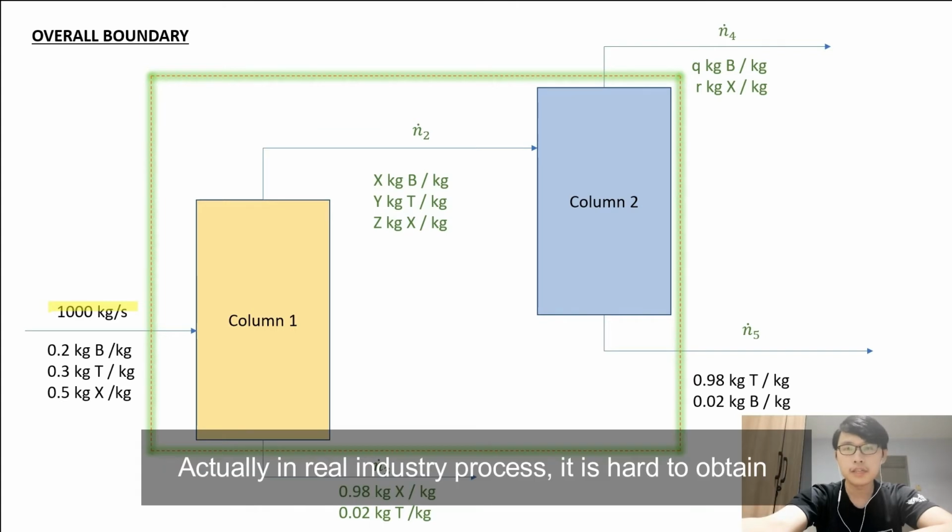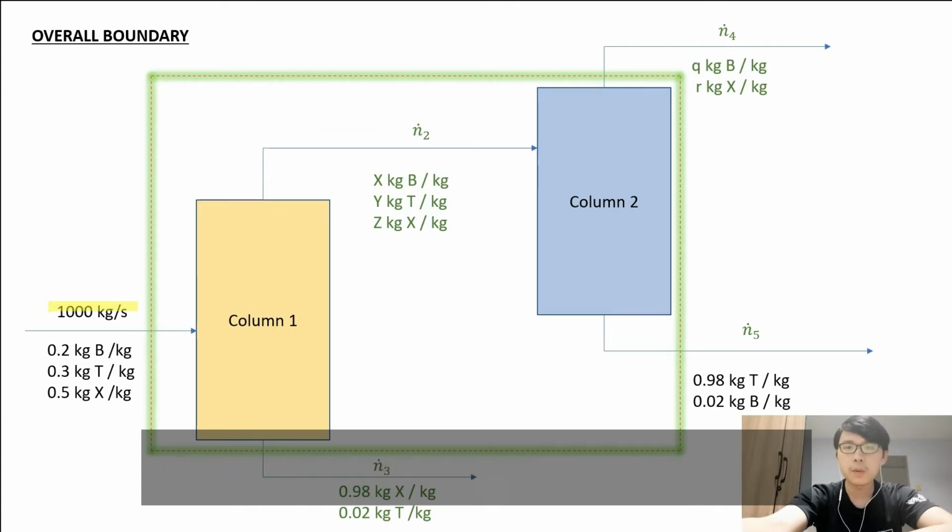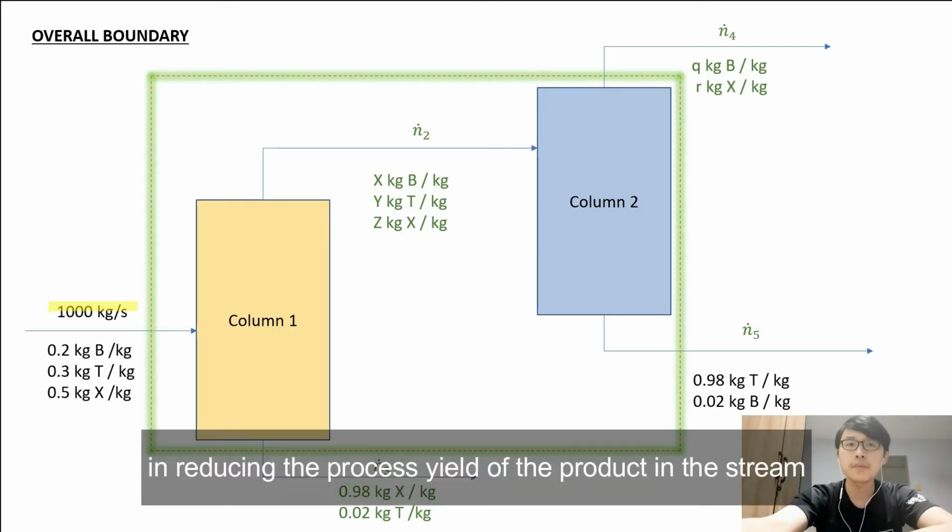Actually, in a real industrial process, it is hard to obtain 100% purity out of any stream, as there are many experimental errors, incomplete reactions and undesirable side reactions that might reduce the process yield of the product in the stream.